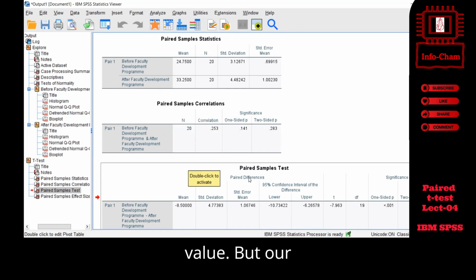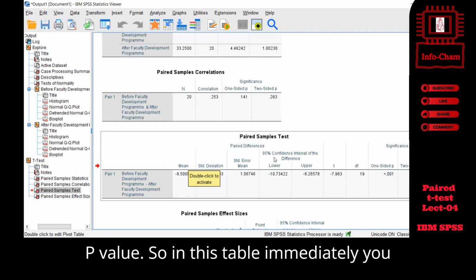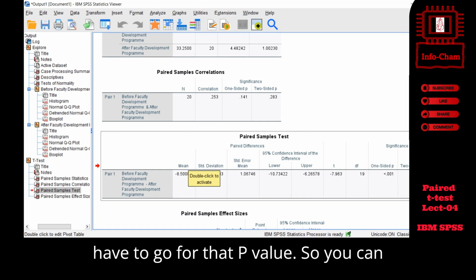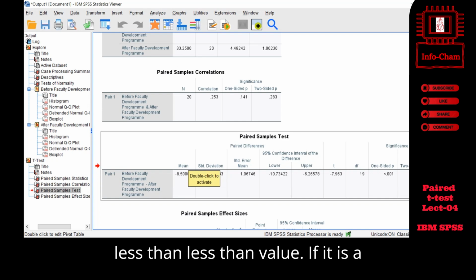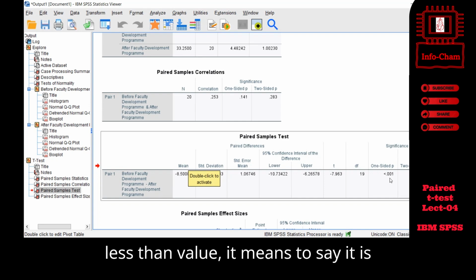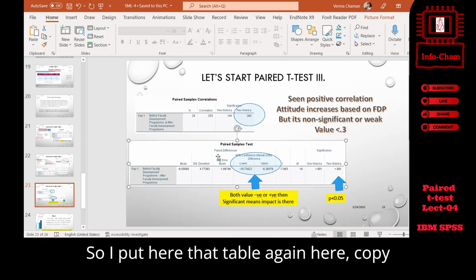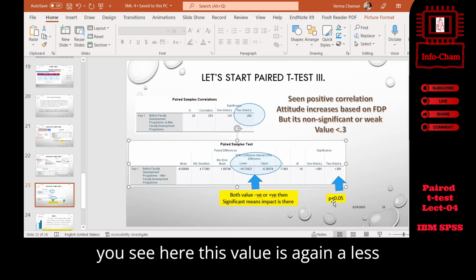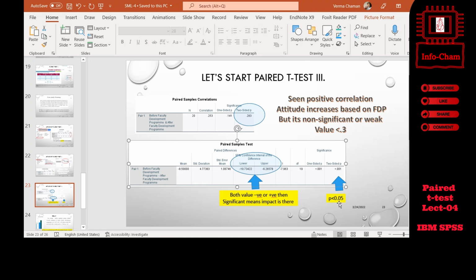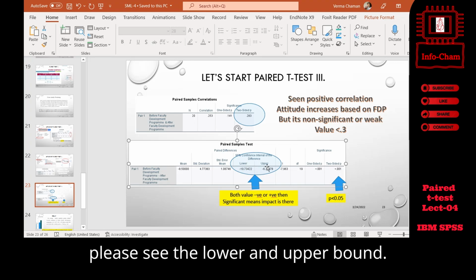But our task is to find that p value. So in this table, you have to go immediately to that p value. SPSS is already telling me it is a less than value. If it is a less than value, it means it is some significant value. So I put that table here again, copied from there and put in the slide. Can you see here, this value is again less than 0.05, right?